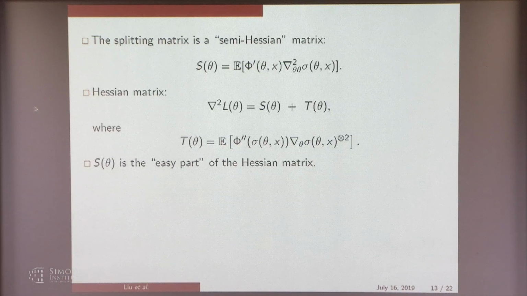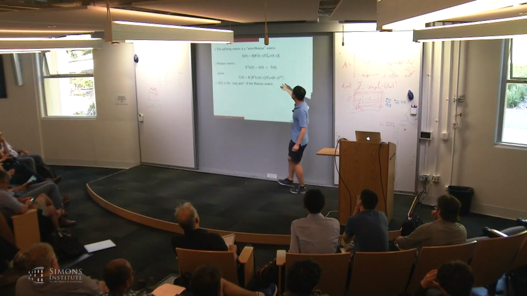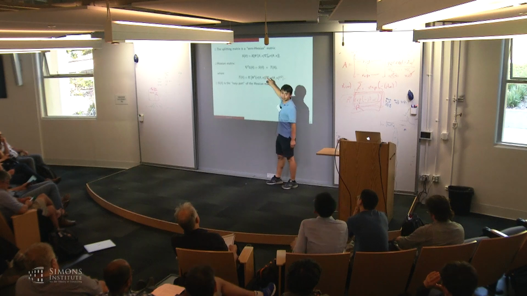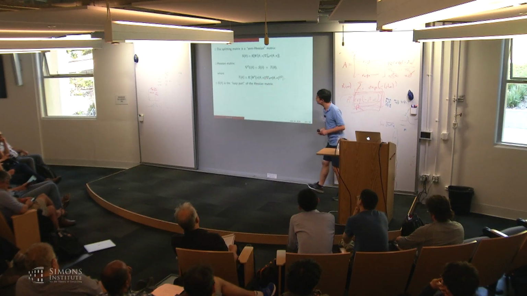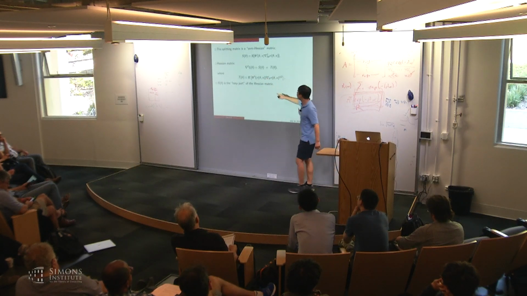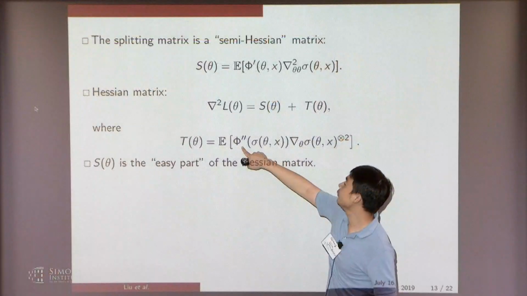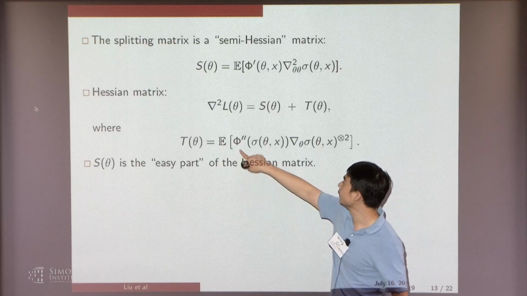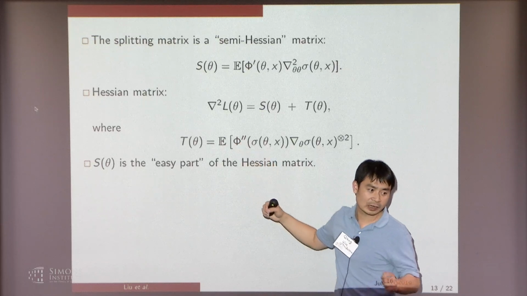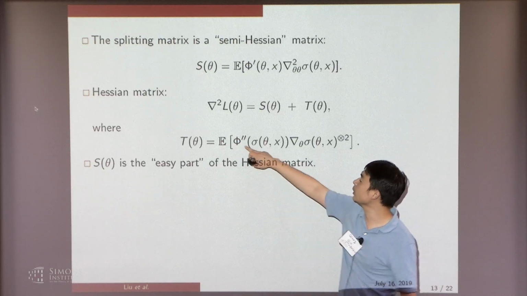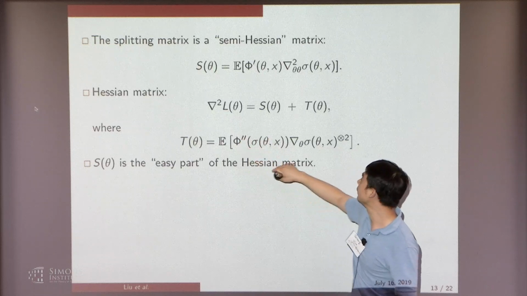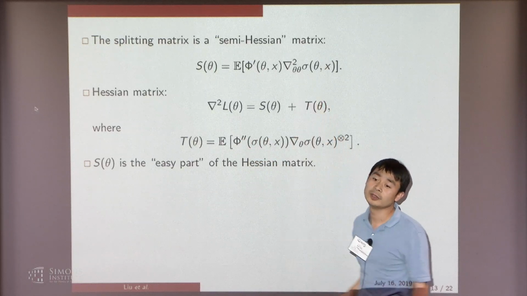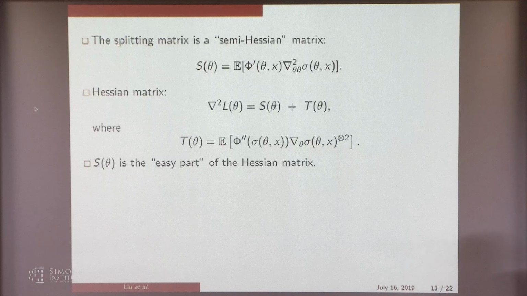Oh, sorry. So T is not PSD. Yeah, T is the missing part of the Hessian. The reason T is more complicated is because, let's say you have a huge neural network where sigma is only one of the neurons, then capital phi is going to be highly complicated. You don't want to take a derivative for phi, and it's easier to just take a derivative for sigma, which is a simple neuron.